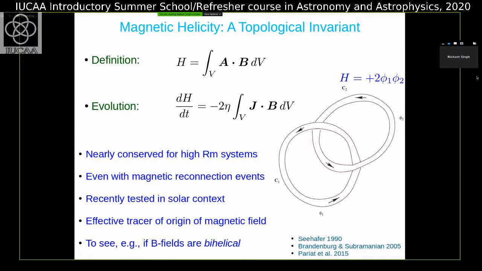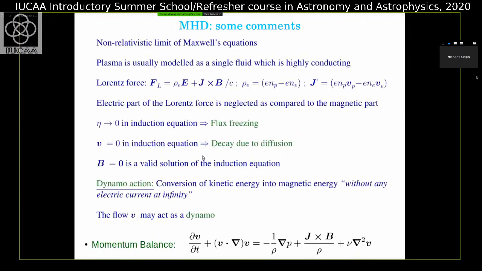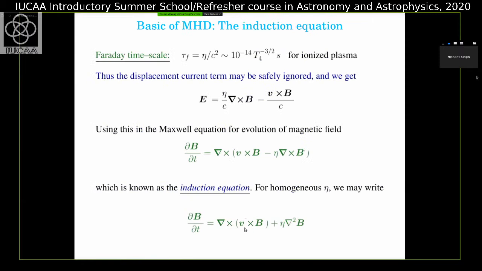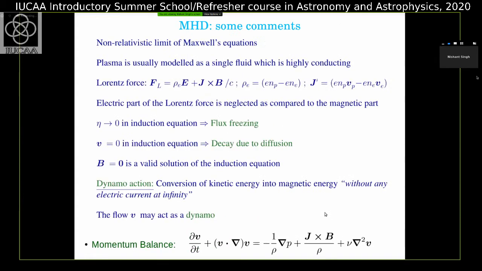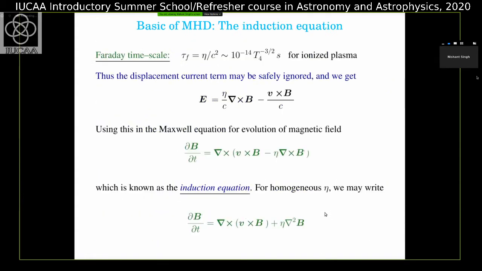It turns out that this is very nearly conserved even for high magnetic Reynolds number systems. Magnetic Reynolds number is basically a ratio of this by that. Like the fluid Reynolds number is some typical L times velocity divided by nu, the magnetic Reynolds number is LV divided by eta. For astrophysical cases, both fluid and magnetic Reynolds numbers are very large. In other words, these terms are very, very small, but they can be important.